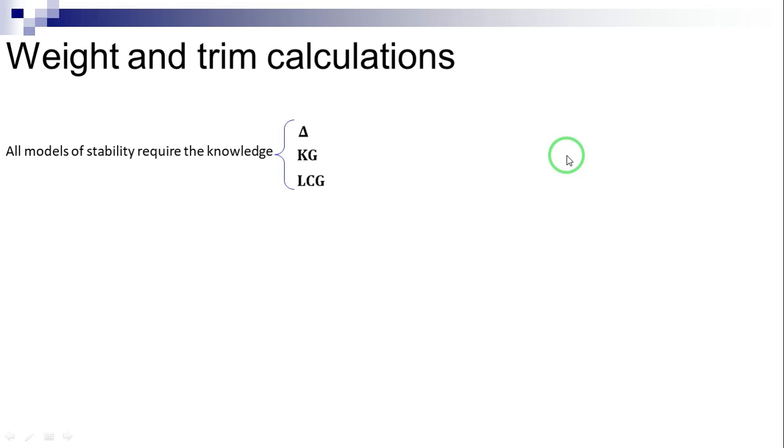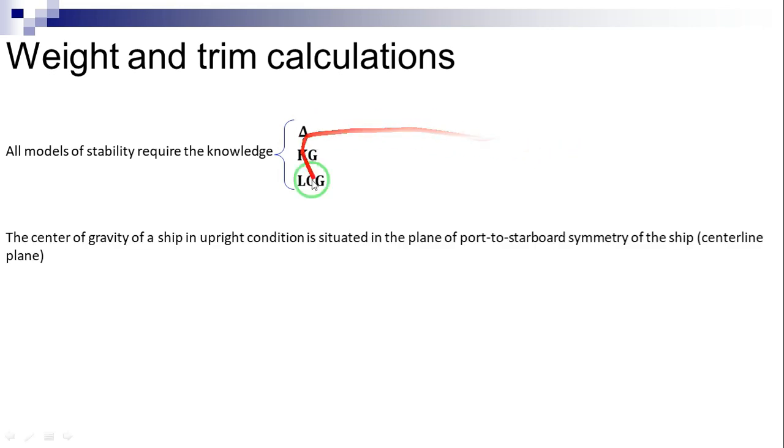The center of gravity of a ship in upright condition is situated in the plane of port to starboard symmetry of the ship, the centerline plane. Therefore, the coordinate of the center of gravity about this plane is 0.